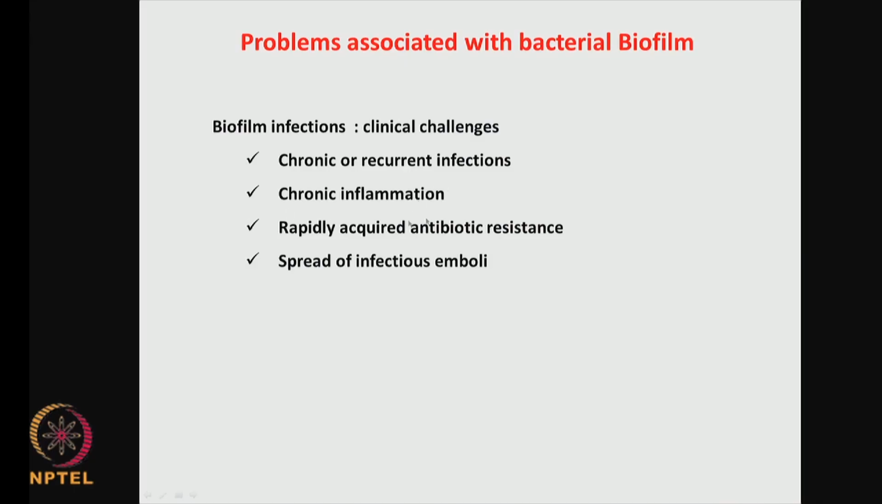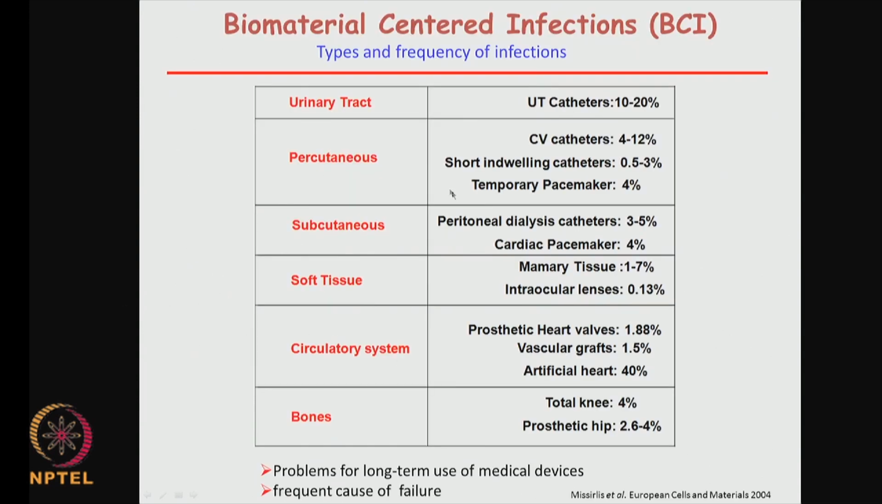Chronic inflammation: later on there could be inflammation in the surrounding tissues, and rapidly occurring antibiotic resistance, because as I said, the bacteria which are attached to the surface inside the biofilm slowly start acquiring antibiotic resistance. So, they are not able to be killed, whereas bacteria which are on the surface get killed. Spread of infectious emboli. So, the infection starts spreading on remaining parts of the surfaces. All these are problems associated with the bacterial biofilm.